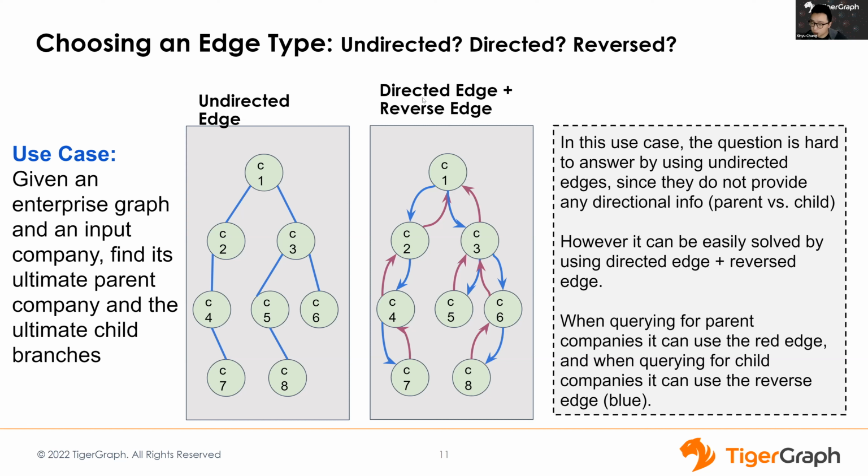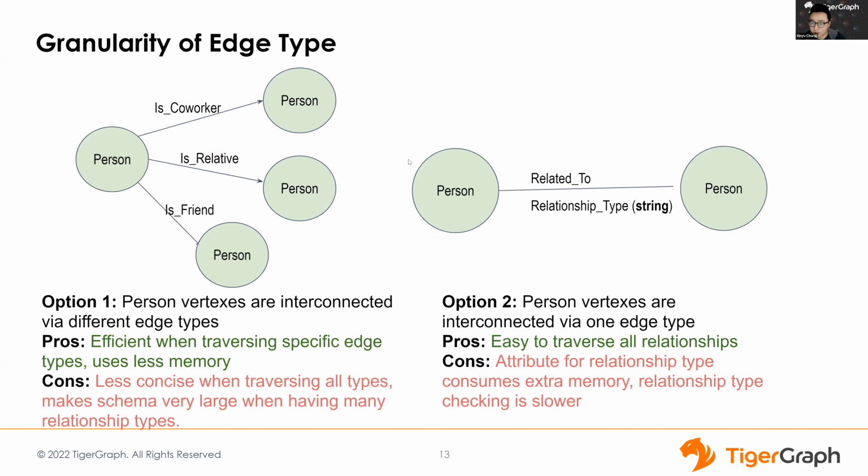However, if we define the edge as a directed edge with reverse edge, then it's much easier to answer. Then we just follow the red edge that has parent company edge all the way to the top. Then we should be able to find its ultimate parent company C1 in this case. But again, you can see that in this example, both source vertex and target vertex have the same type. So in this case, if direction matters, then we need to define it in the directed edge and reverse edge way. If direction doesn't matter, then again, we should use the undirected edge. Okay? So that's the difference between undirected edge and the directed edge with reverse edge.